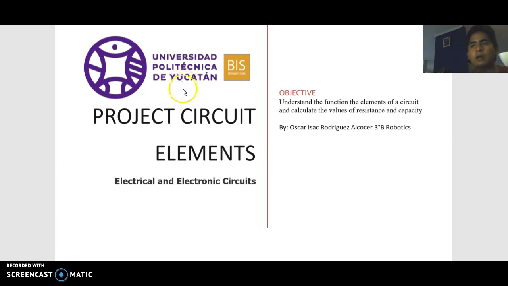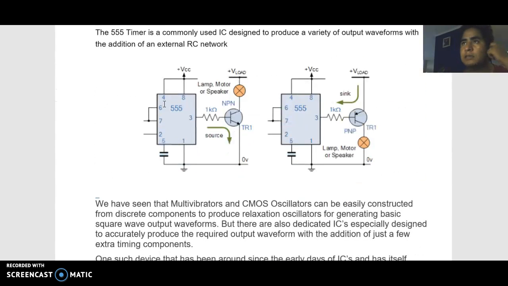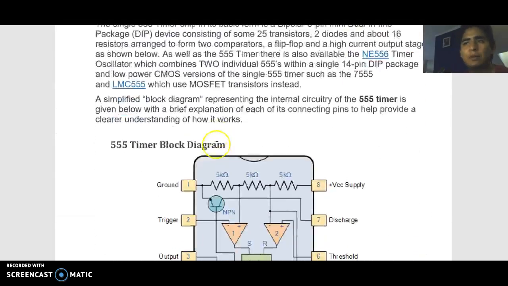Well, we started with the timer. It's a very common device, and these devices produce a variety of output voltage waveforms. It's very simple to use and very small, and you can use it with a simple arrangement of a capacitor and resistor, and you produce a little timer, and you can see it with a little LED. Okay, we can explain the inside of this device.